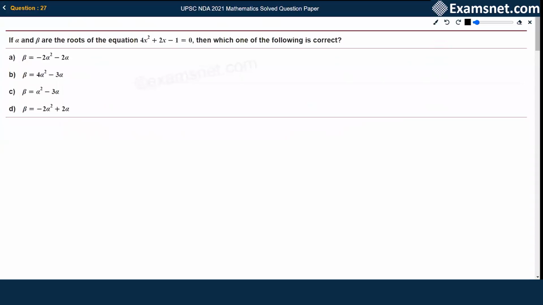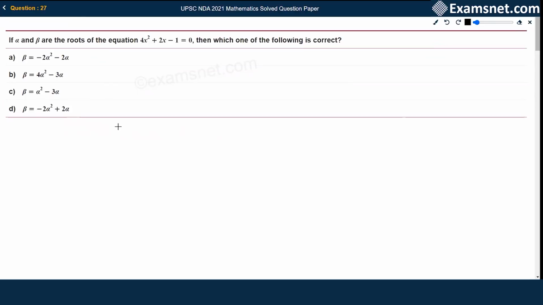In question number 27, it is given that if alpha and beta are the roots of the equation 4x squared plus 2x minus 1 equals 0, then which one of the following is correct? Before we start with the solution, I will discuss a few concepts about the general quadratic equation.